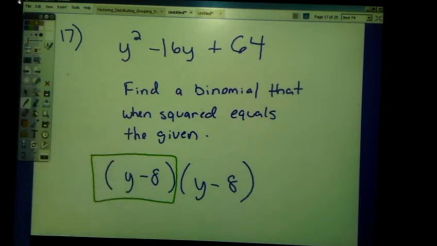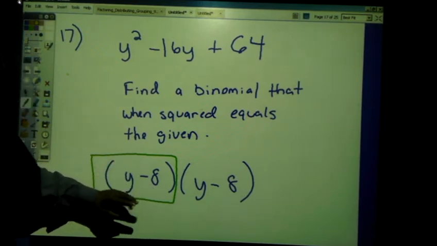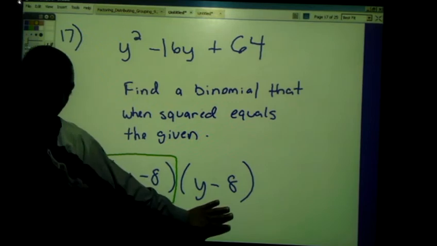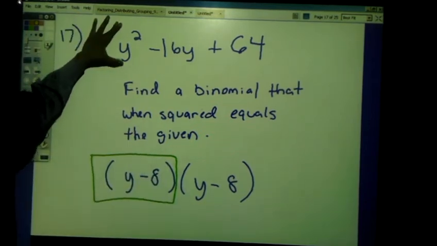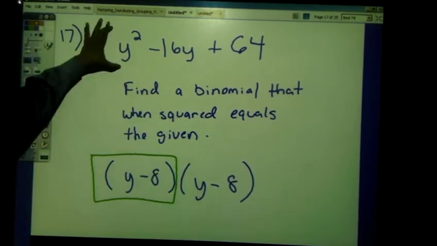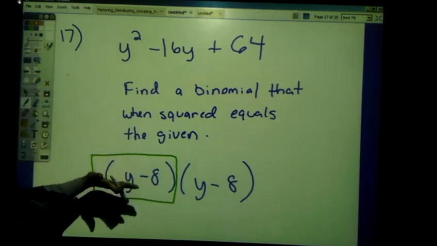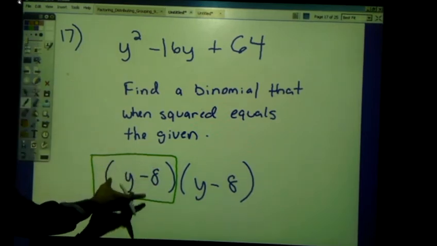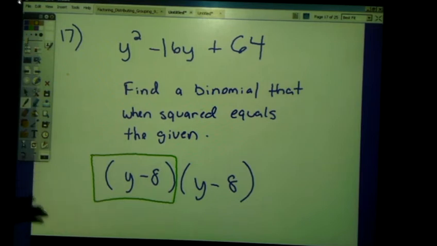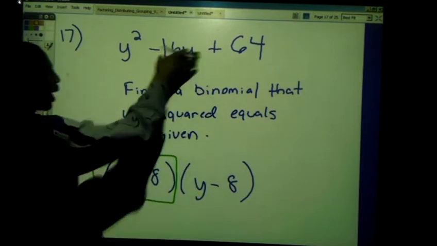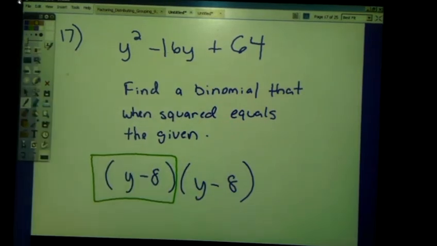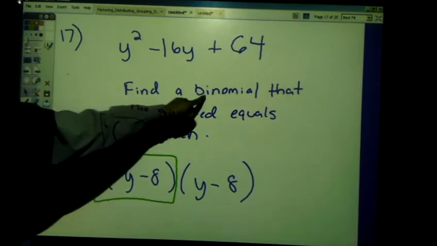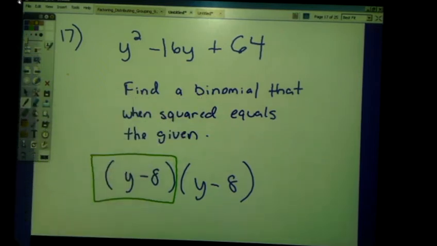This is the answer. This is a binomial that when I multiply it by itself, I get this. y minus 8 times y minus 8 is this. So this is the binomial that they're looking for. This is the answer to the question that they asked you. It's very important that you answer the question that they asked you. Yes, this is how you factor this problem, but they didn't ask you to factor it. They asked you to find the binomial. So this is the answer. So be careful. Make sure you read the directions.